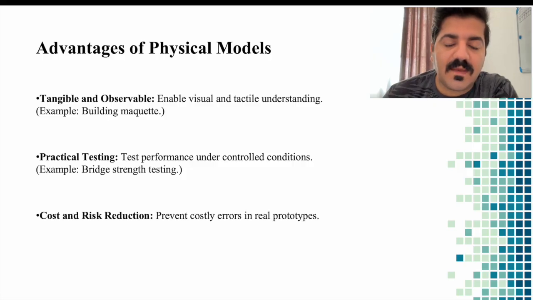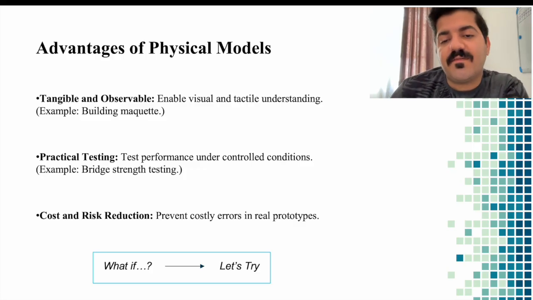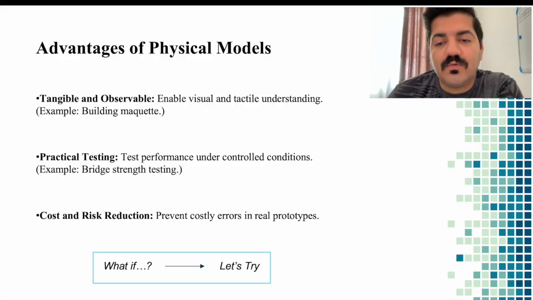And I think the most important reason is to save money. Fix mistakes cheaply. For example, car makers use clay models before spending millions on metal prototypes. Big idea: physical models turn "what if" into "let's try" without the expensive "oops" moments.